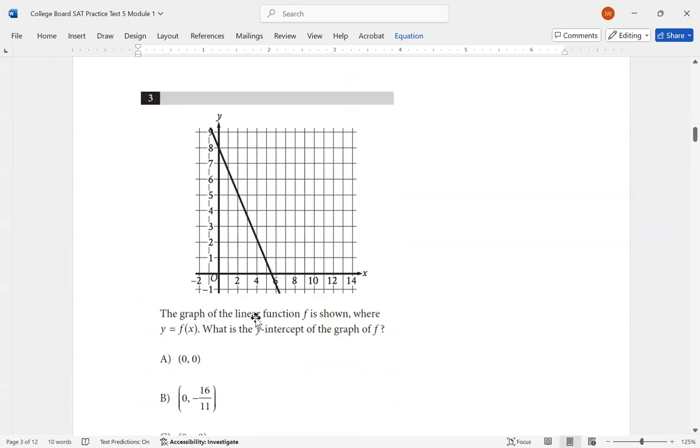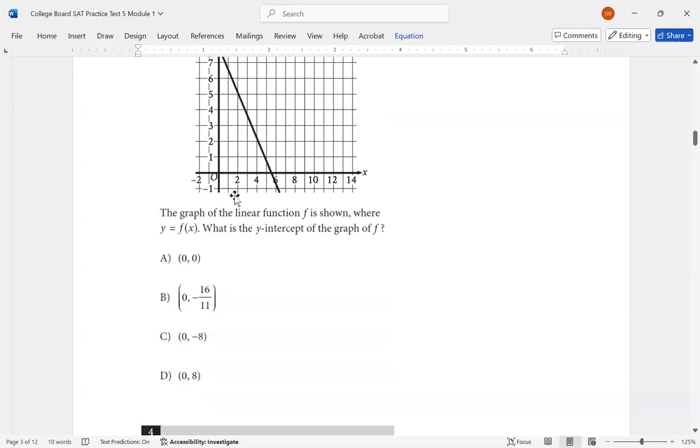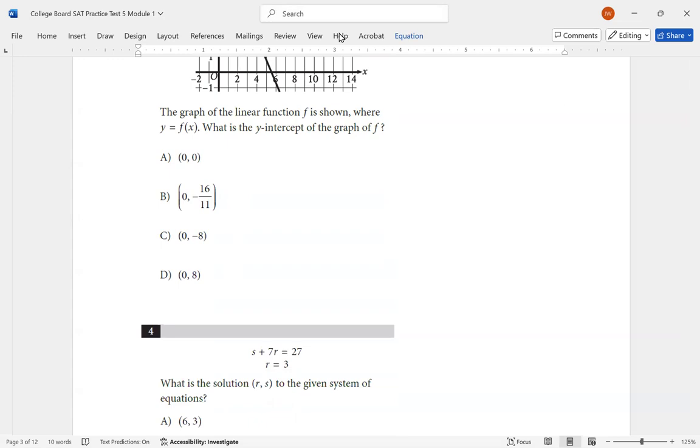Question 3 says the graph of a linear function f is shown where y equals f of x. What is the y-intercept of the graph of f? The y-intercept is the point where we cross the y-axis. We can see that that point, visually speaking, is at the point 0, 8. Since I can just see that, I'll circle this and say that our answer is D, 0, 8.